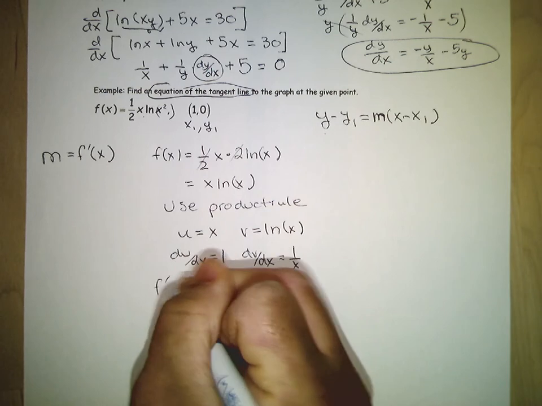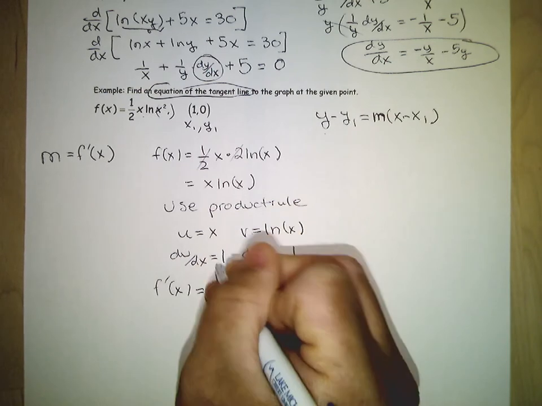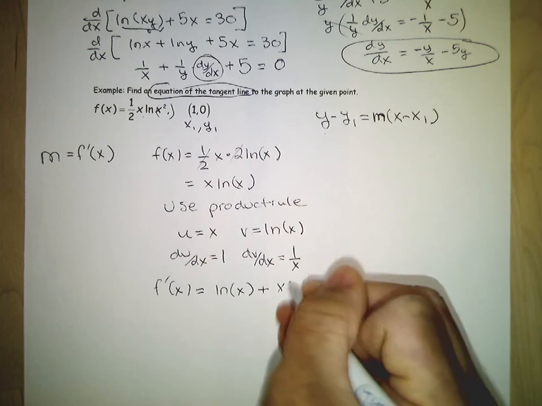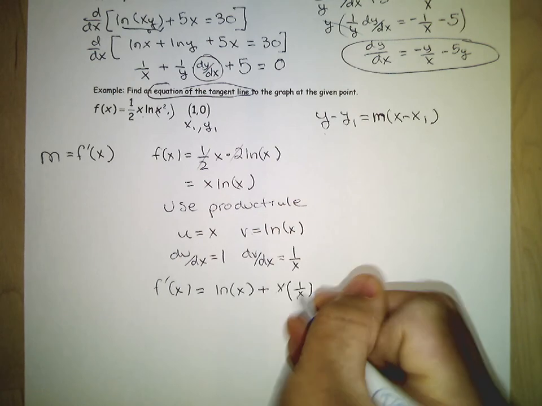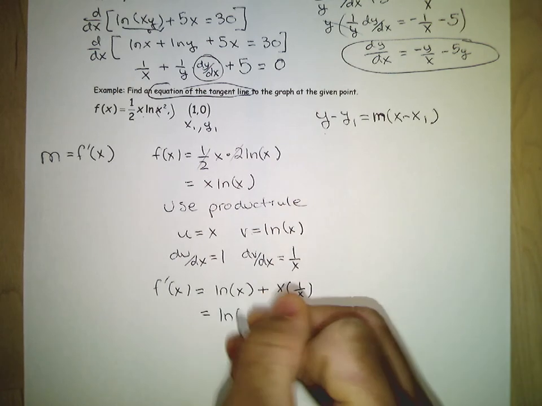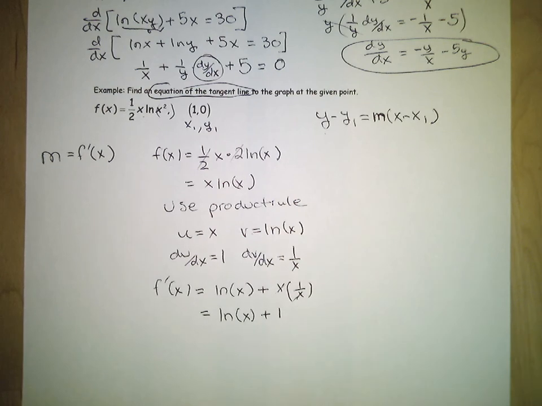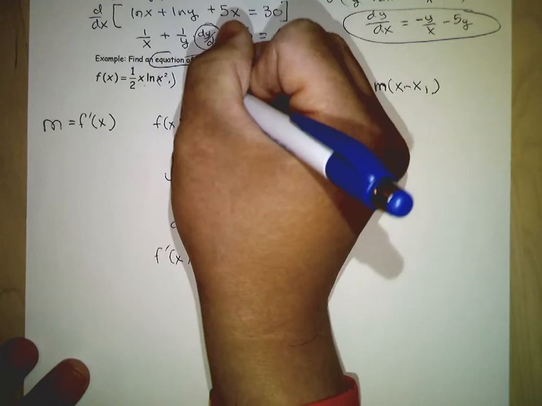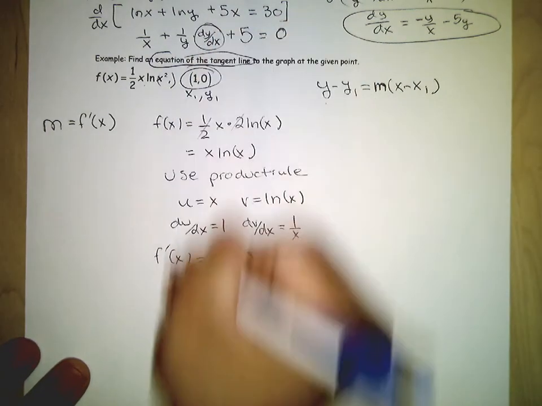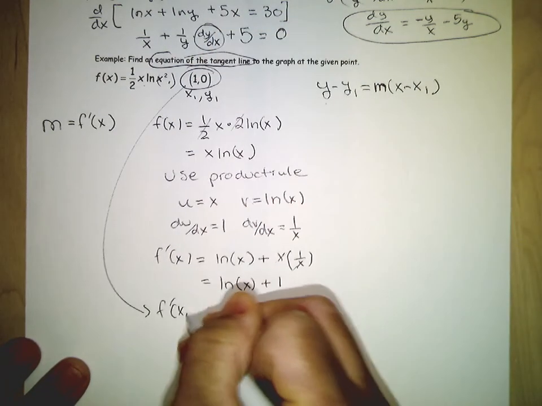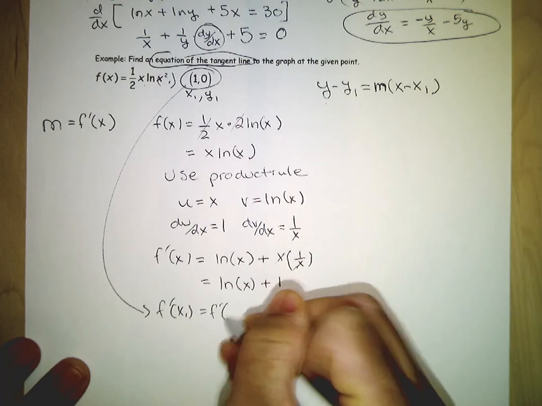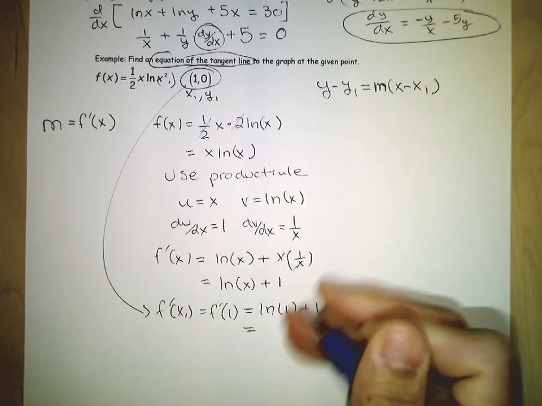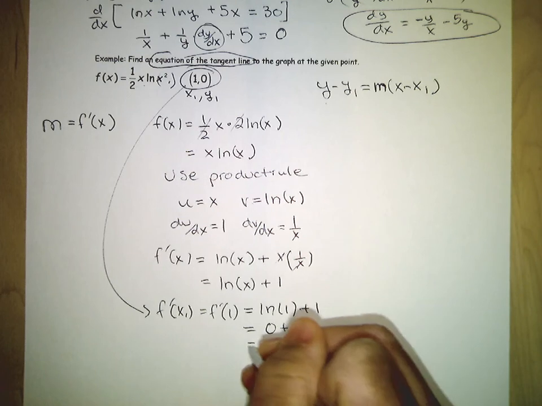So that means f prime of x is v du dx, so natural log of x, plus u dv dx, x times 1 over x, which is, once the x's divide out, equal to 1, so natural log of x plus 1. Then if I want to find this slope specifically at the point 1, 0, I need to find f prime of 1, so that's natural log of 1 plus 1. Natural log of 1 happens to be 0, and 0 plus 1 is 1.